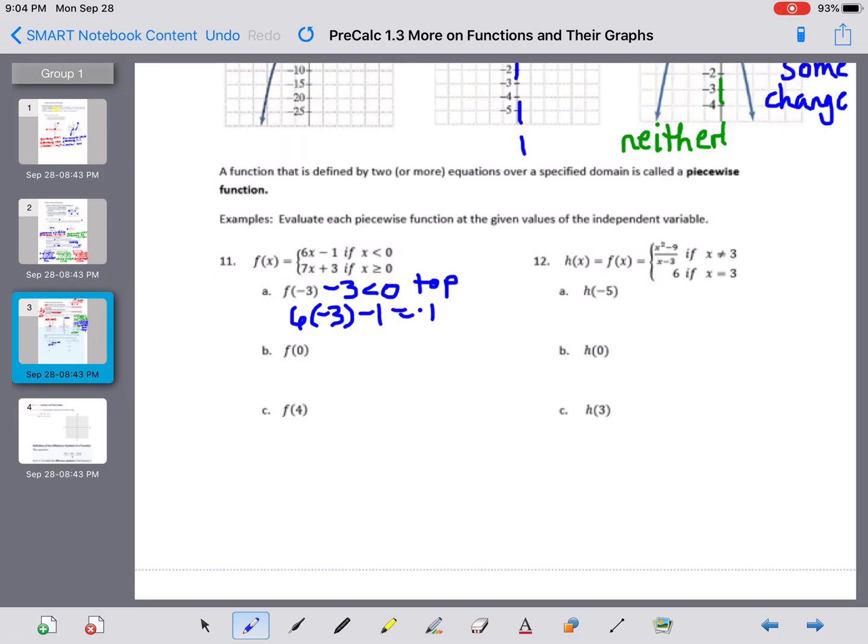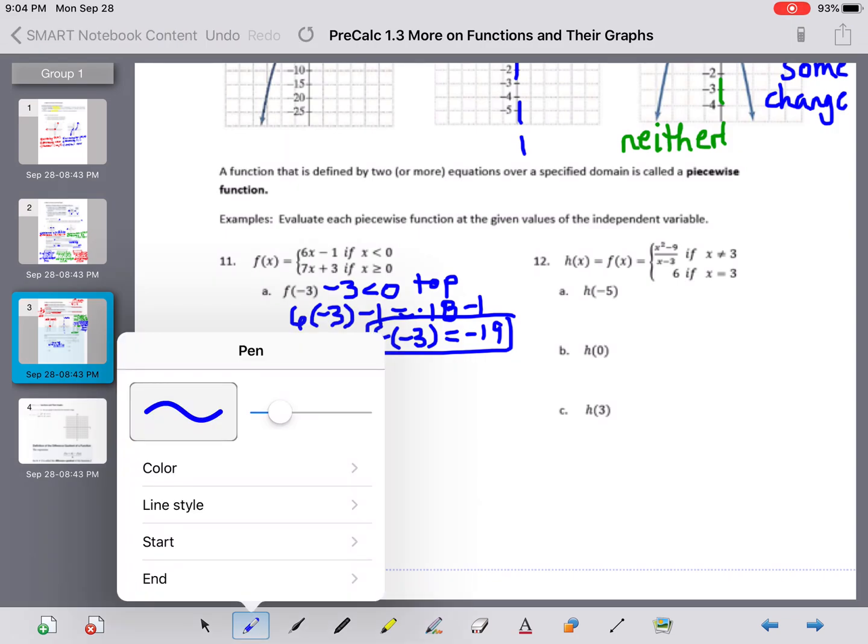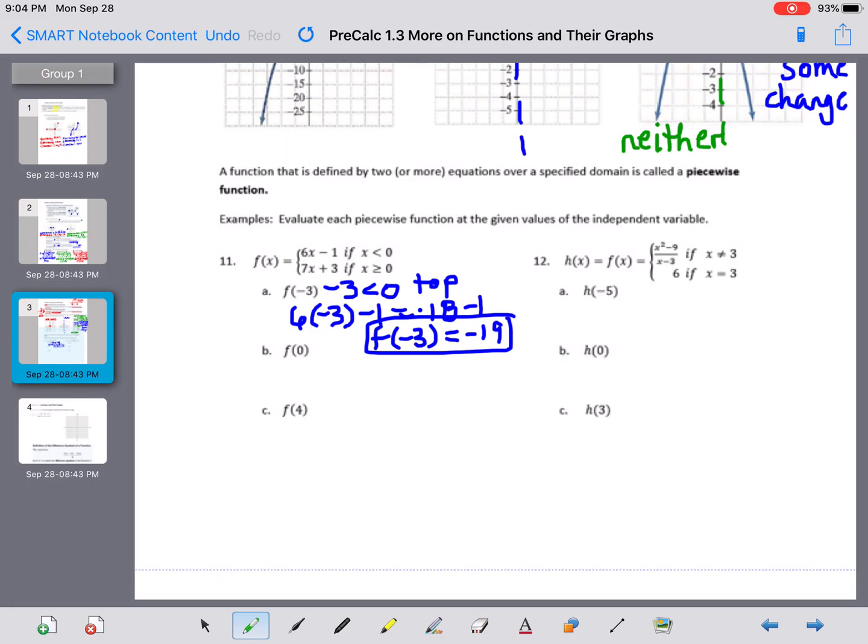I get negative 18 minus 1. So my f of negative 3 is going to be negative 19. Okay? All right, my next one, f of 0. So I'm still in this same function. I have to choose, though, where is f of 0?